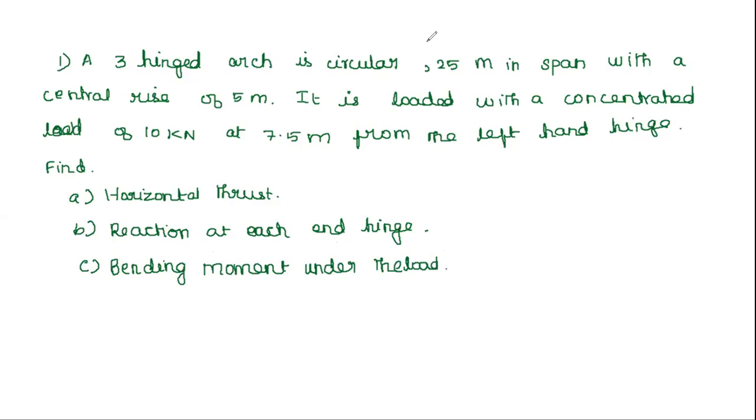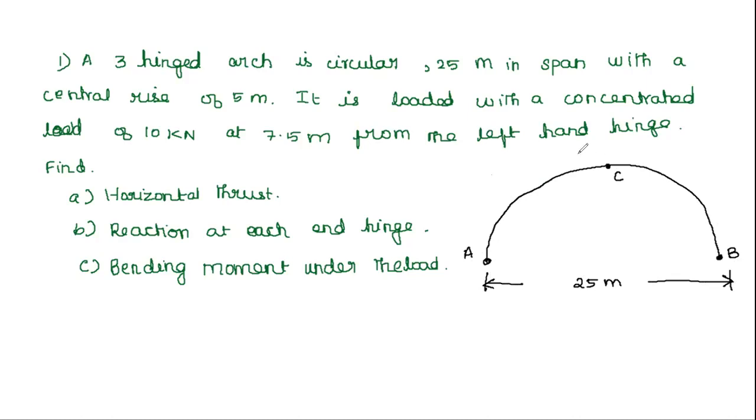Let us start by drawing the given data in the question. It is a three-hinged circular arch. So draw an arch which is three-hinged, A, B and C. Span, which implies the distance between A and B is 25 meter. Central rise YC is equal to 5 meter.